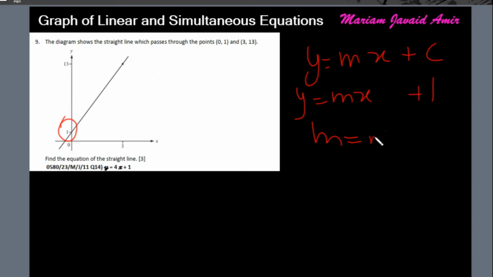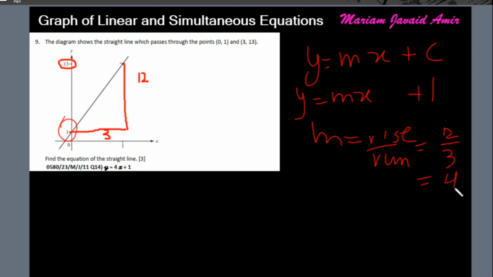m is rise over run, and since it's a rising line, this value of slope should be positive. Let's find the run first. We're starting from 0, we're ending at 3, so run is simply 3. For rise, we're starting from 1 and ending at 13, so the rise is 12. So m will be 12 over 3, which equals plus 4, because it's a rising line. Alright, so the final answer is y equals 4x plus 1.